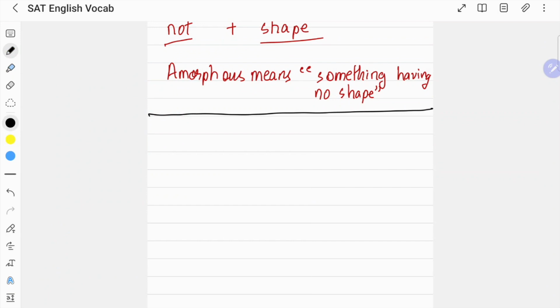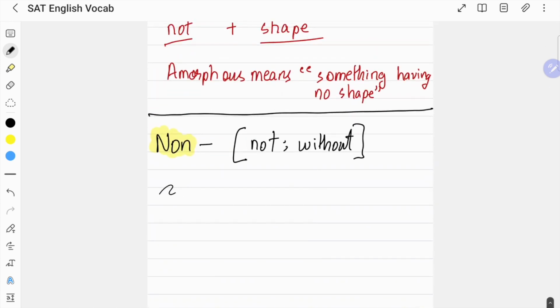Okay, moving on to the next root word. Oh, let me write it. The next root word we have is non, which normally means not or without. Two root words can have the same meaning. It's just we use these root words to identify the meaning of words we don't know.